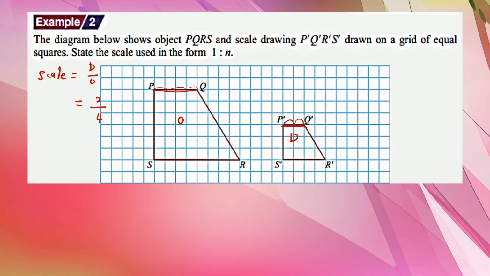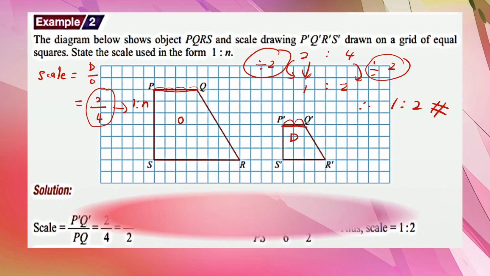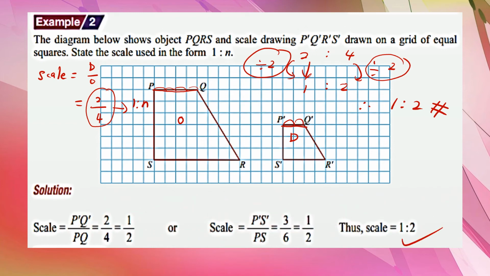So change this 2 over 4 to 1 is to n. What you do is, 2 is to 4. This one changes to 1. How to change to 1? You divide by 2. So the 4 also divides by 2. You must follow: if the left side is divided by 2, the right side is also divided by 2. So 4 divided by 2, you get 2. So your answer is 1 is to 2. Let's check the answer. It's the same, 1 is to 2. Let's look at the next example.